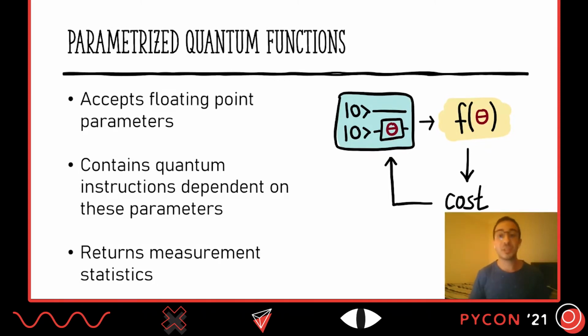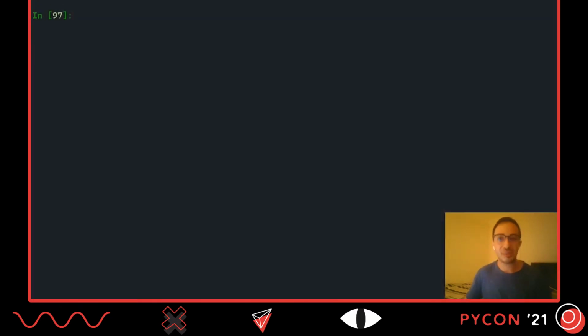Now let's jump into the code and see what this parameterized quantum function looks like in practice in Python. I'm going to drop into my terminal now, and I'm going to be using the quantum framework PennyLane to demonstrate this. To begin with, import PennyLane as qml, and we also want to import NumPy, so import numpy as np. The first thing we want to do is provision a quantum device.